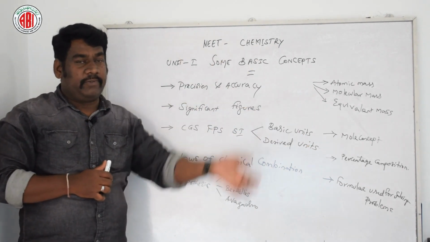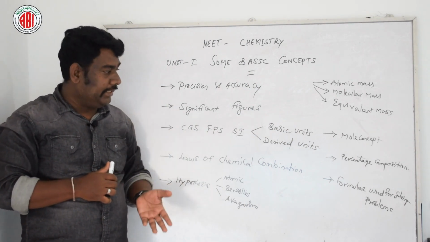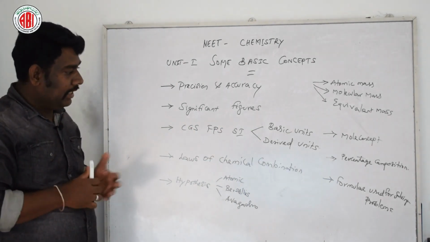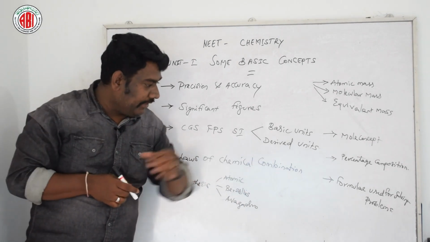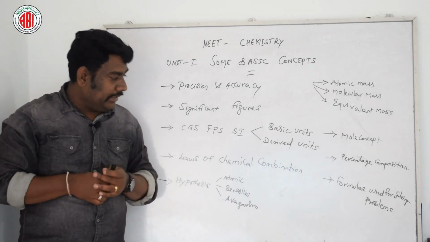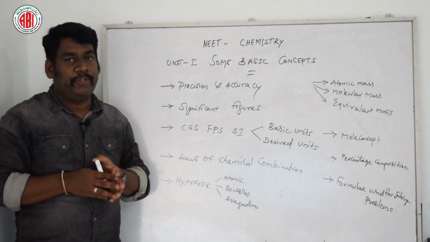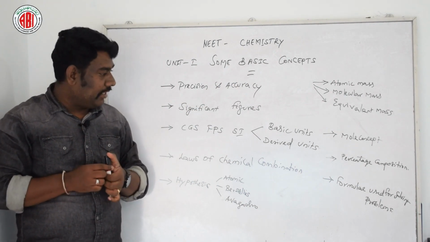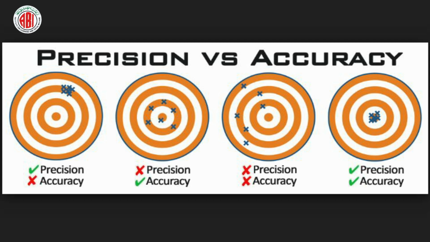Under that we are going to discuss what we mean by molarity, molality, normality, then percentage composition: mass by mass percentage, mass by volume percentage, and volume by mass percentage. Then followed by a few important formulae which are used for solving numericals based on this first chapter, some basic concepts. So these we are going to discuss in detail. Let's start. First content is precision and accuracy.